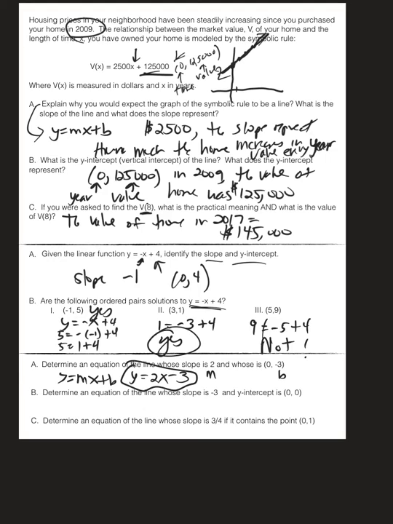Determine an equation of the line whose slope is negative 3 and y-intercept is 0, 0. Plugging in negative 3 for m. There's no y-intercept. I can put plus 0 if I want to, but it would look kind of dumb, so I'm just going to leave it like that. And C, determine an equation of the line whose slope is 3 over 4. It contains the point 0, 1. This point happens also to be the y-intercept, so I can write y equals 3 over 4x plus 1.